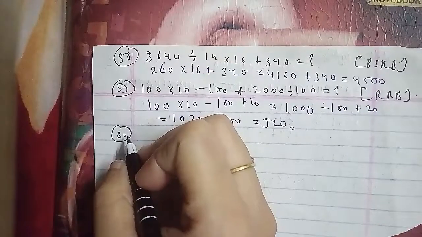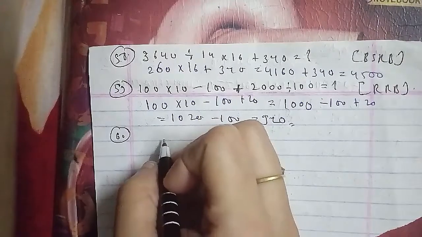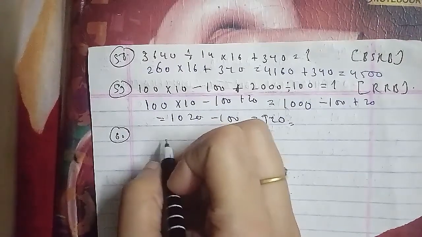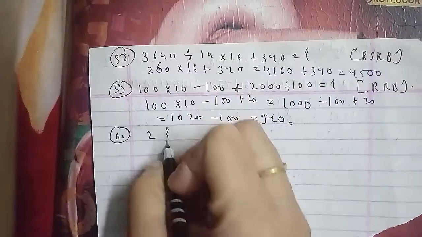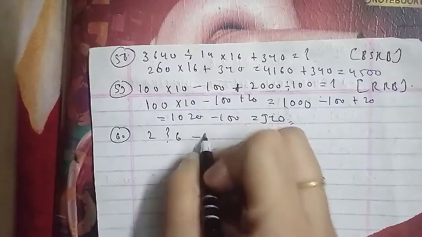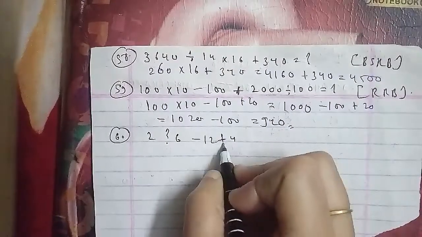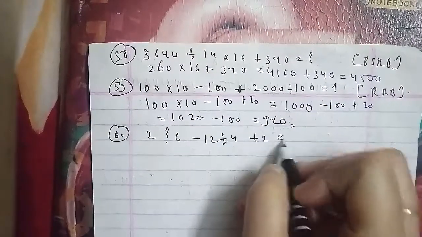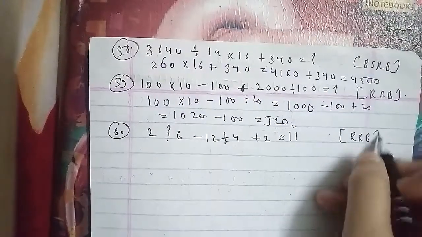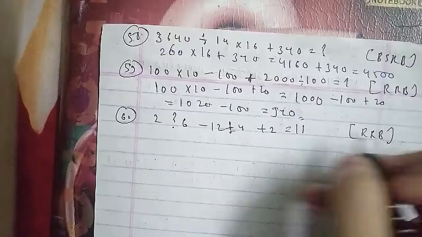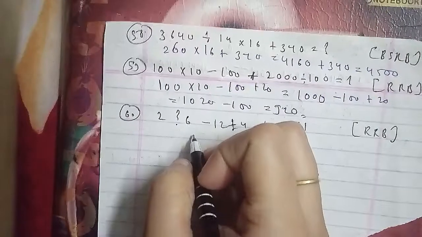Let's go ahead with the solution for this as well. Let this operator be x. 2x 6 minus 12 divided by 4 plus 2 equals 11. Then 2x 6 minus 3 plus 2 equals 11, where 2x 6 equals 11 plus 3 minus 2, which equals 12.